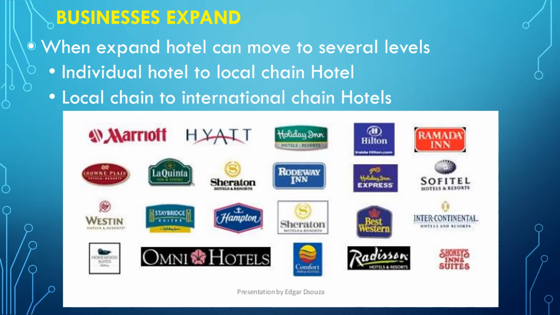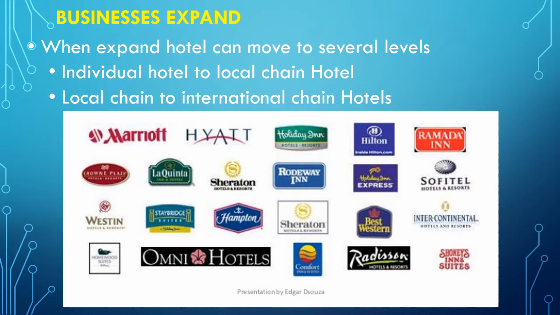And when they have a local chain, they can start up and grow it to the next level. That's called local chain to international chain. So that is the next level. So you can see some logos here, the most powerful hotels in the world. For example, Marriott, Hyatt, Hilton, Ramada. There are a lot of them. All these hotels are international chains.